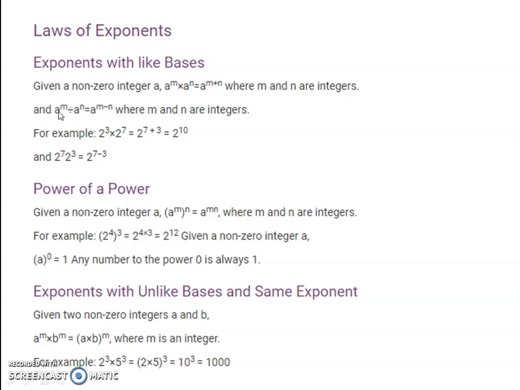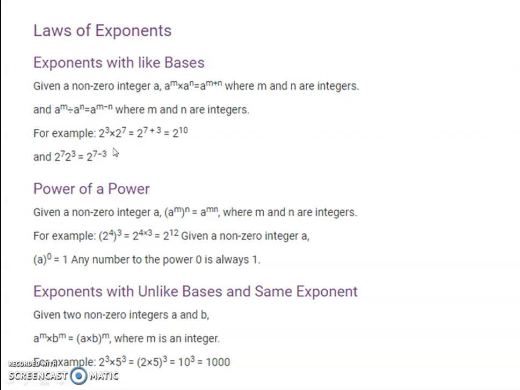And the quotient rule. Quotient is the answer for division problems, isn't it? So the quotient rule deals with the division of like bases. Like bases means the same base but different exponents. Here you are applying the subtraction rule on the exponents. So this is the product law and this is the quotient law. Here you can see the example.